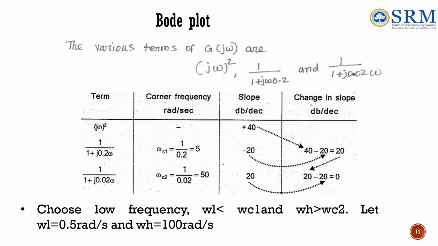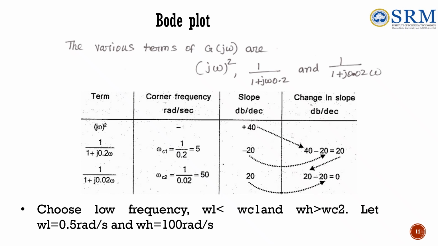Next term is 1 by 1 plus 0.2jω. So the corner frequency ωc1 is 1 by 0.2, which is equal to 5 radian per second, and the term is in the denominator with first degree. So the slope is −20. So the total slope will be 40 minus 20, that is equal to 20.